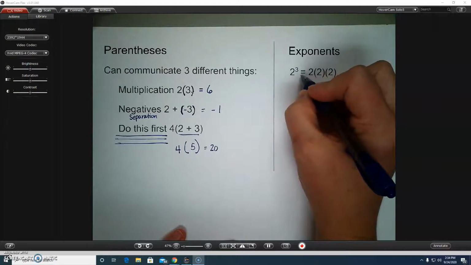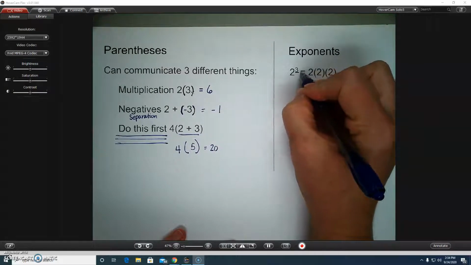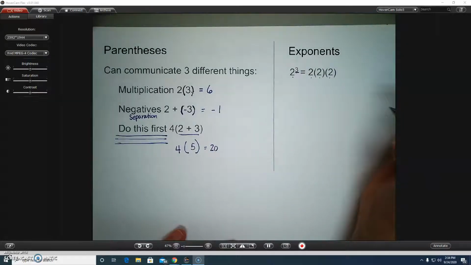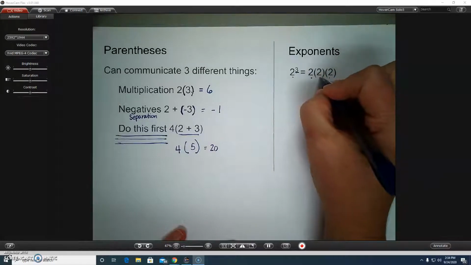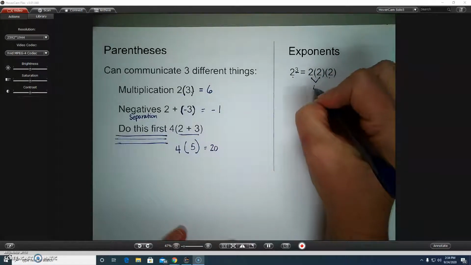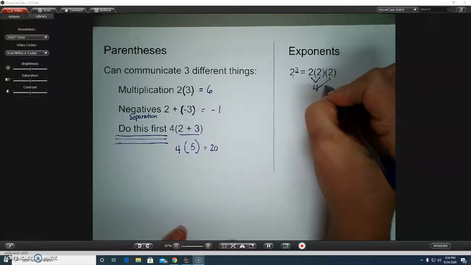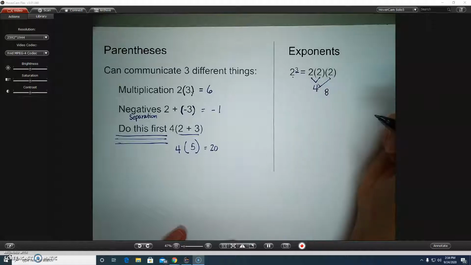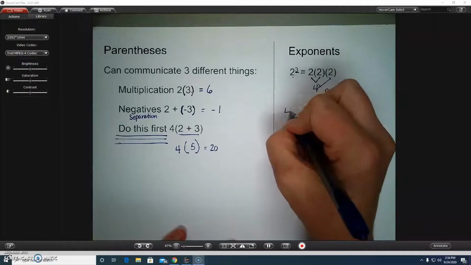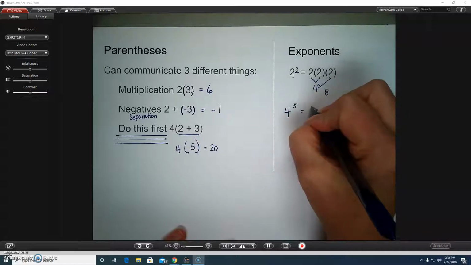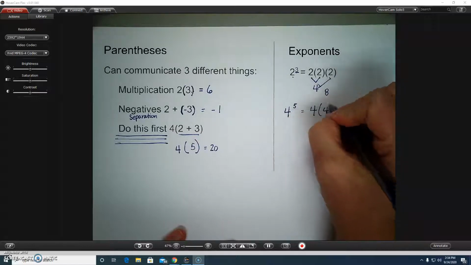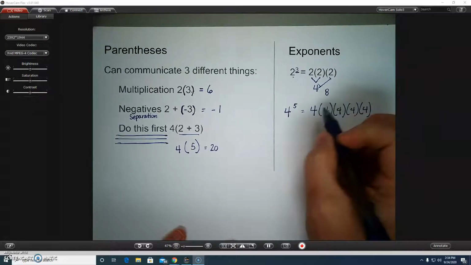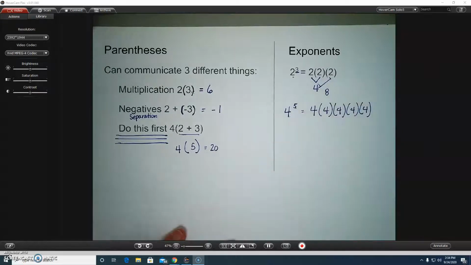Now exponents, as we spoke about before, whatever this number is, that tells me how many of the base number I need to multiply times itself. So 2 to the third is actually 2 times 2 times 2. 2 times 2 being 4, and then 4 times 2 giving me 8. If I had 4 to the 5th power, I would say 4 times 4 times 4 times 4 times 4. So I have 5 4s that I'm multiplying times each other.